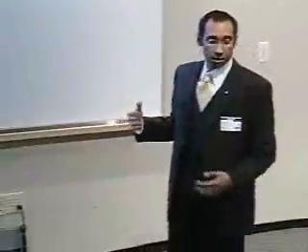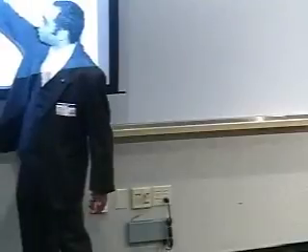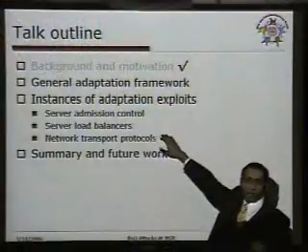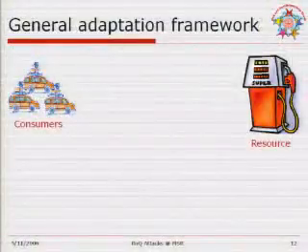I'm going to start with the general adaptation framework, and then I'm going to instantiate this on 3 different systems. I'm going to focus more on server admission control and the network transport protocols. And I'm just going to give an example of how these exploits can happen on server load balancers. Then I'll end with some summary and future work.